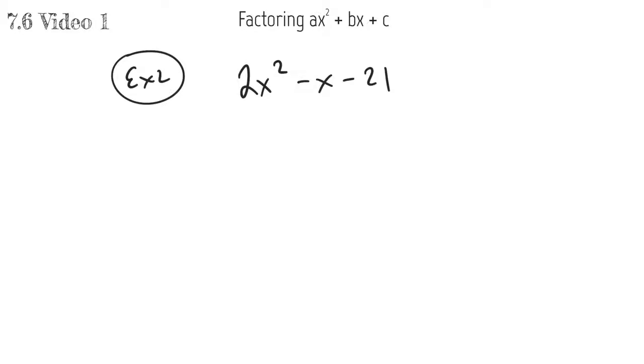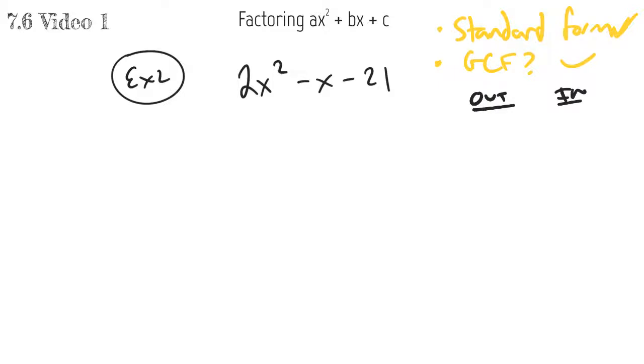2x squared minus x minus 21. When we do this, remember there's a couple of things we have to do first. We have to always check to make sure that we're in standard form, and we are in this problem. We also have to check that there are no GCFs, and there are not. So we're ready to factor. The first thing you should do, and we're going to try to keep this organized, is off to the right, I'm going to write my little out and in check spot. And I'm going to set up my first set of parentheses.